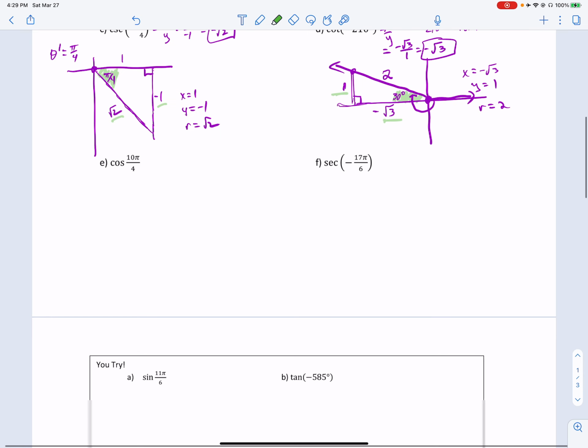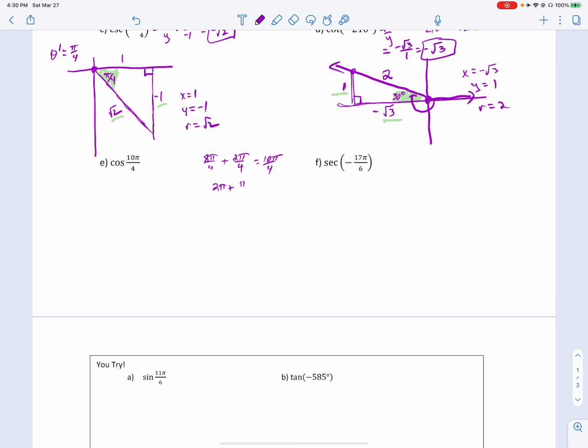All right, cosine of 10 pi fourths. It's more than a full rotation. If you're in pi fourths, I can think of 10 pi fourths as 8 pi fourths plus an additional 2 pi fourths. And so this is your 10 pi fourths. And that means I'm at 2 pi plus a pi halves.